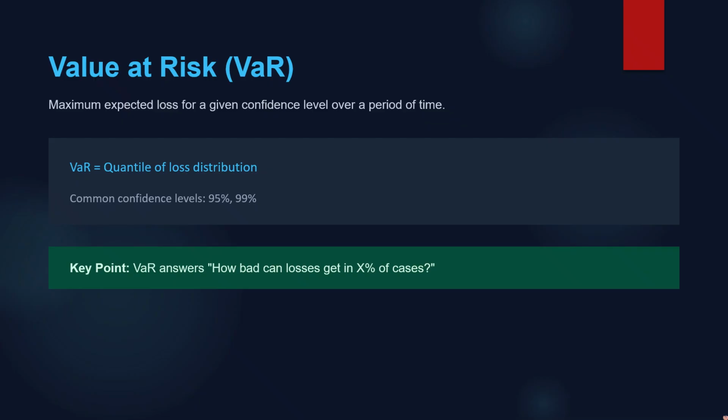It's important to understand what VAR tells you and, critically, what it doesn't tell you. VAR gives you a threshold, but it does not tell you how bad losses might be on that worst 1% of days. You could lose $11 million or $100 million. VAR doesn't distinguish. That's where expected shortfall, which we will discuss shortly, becomes important.